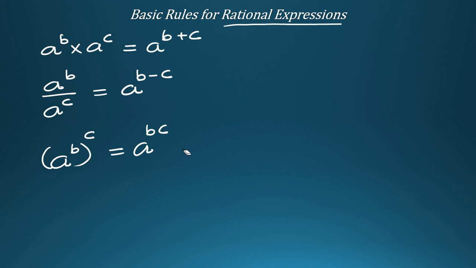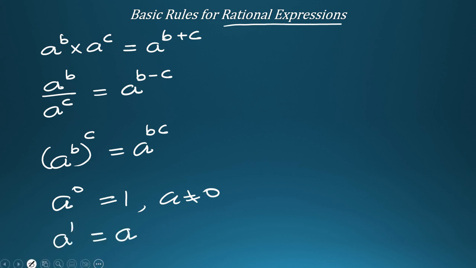Okay. Now another calculation: any number to the power 0 is equal to 1, where a is not equal to 0. Okay, of course 0 to the power 0 will be an indeterminate form, that you will study in higher classes. Okay, so a to the power 0, any non-zero number to the power 0, is equal to 1, and any number to the power 1 is the number itself.